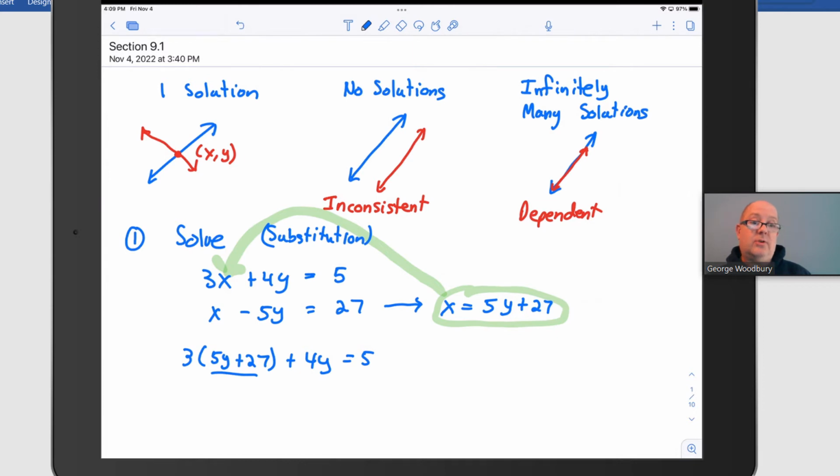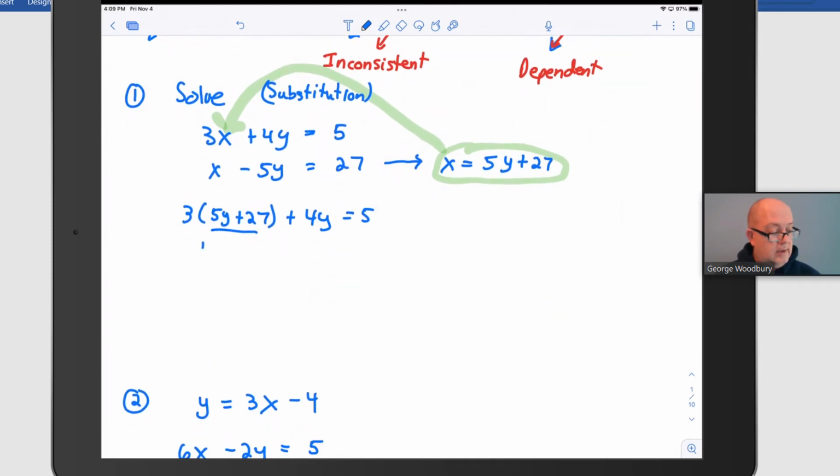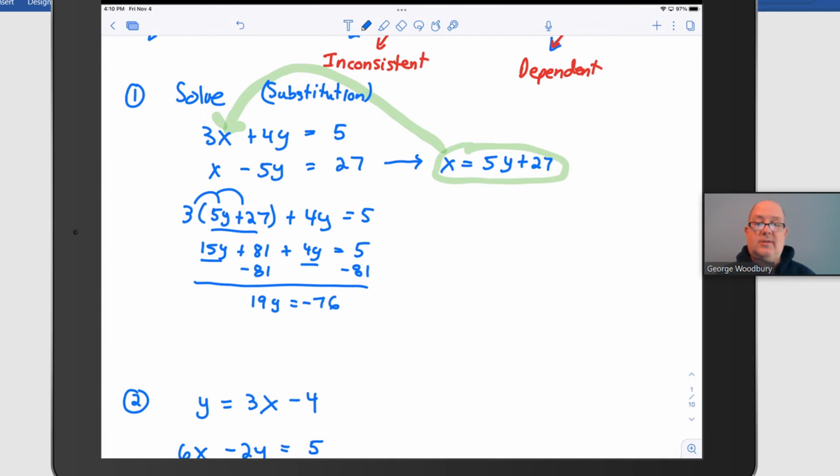Now I have a single equation with just one variable, y, and I already know how to solve that type. I'll begin by distributing the 3: 15y plus 81 plus 4y equals 5. I've got some like terms to combine. I can also move the 81 to the other side of the equation by subtracting it. That gives me 19y equals negative 76. And when I divide both sides of this equation by 19, I get y equals negative 4.